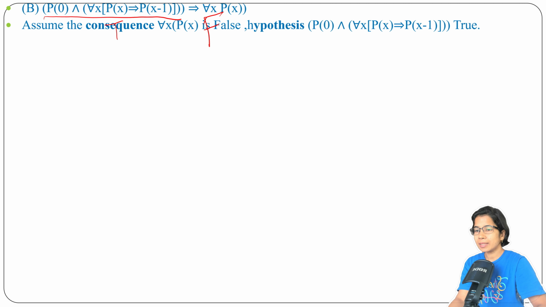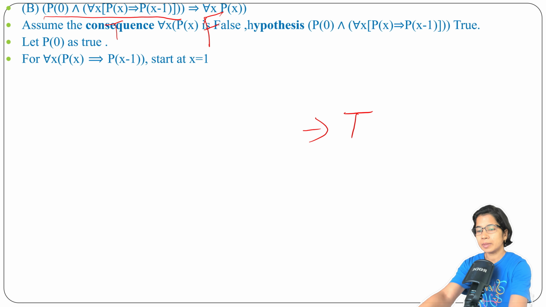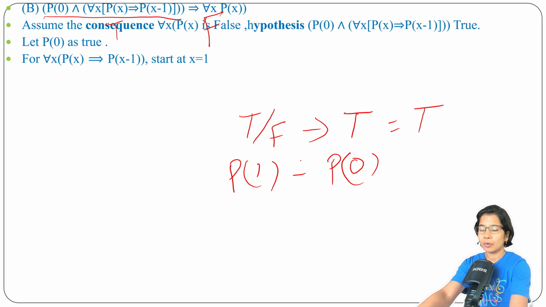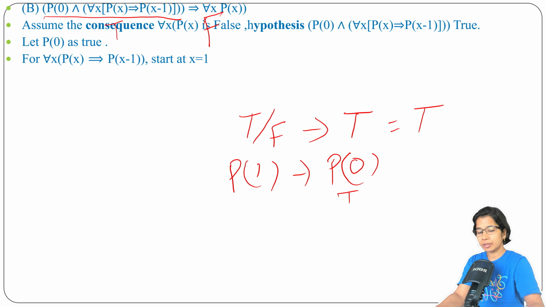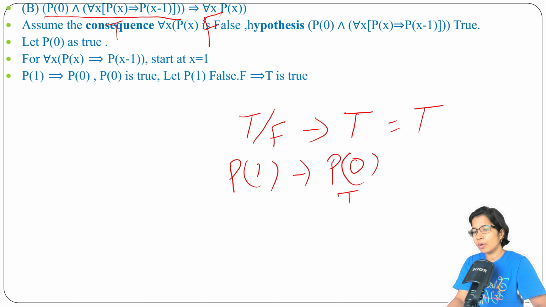Next, P(x) implies P(x-1). So we'll start with x equals 1. For the whole implication to be true, and P(0) is true, P(1) can be true or false. We know the right side is true; if the left side is true or false, whatever, this whole implication will be true. This is our P(0), this is our P(1). P(0) is true, P(1), whether it is true or false, this whole implication will be true, right? So it is not guaranteed that P(1) is true.